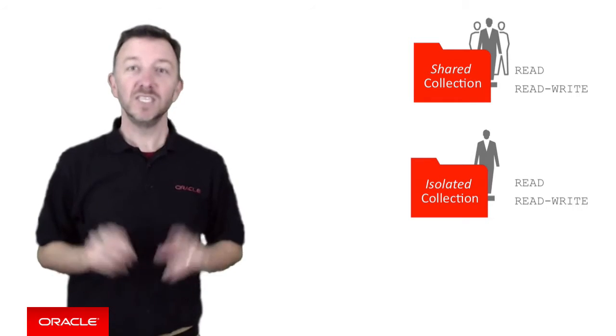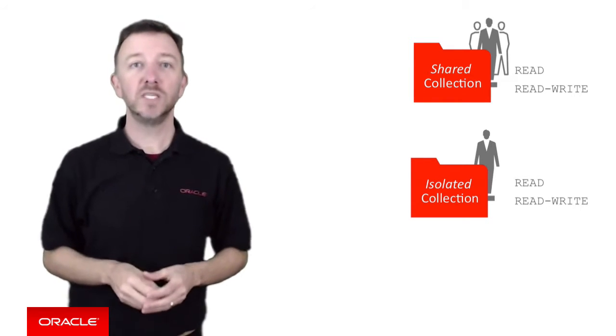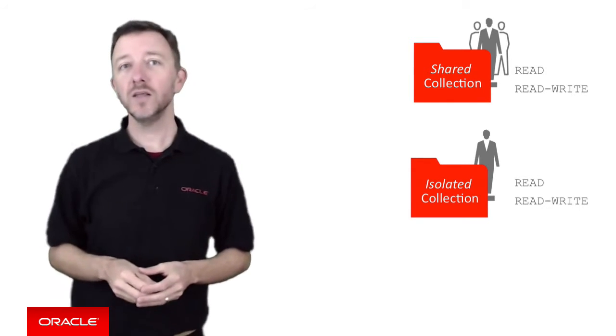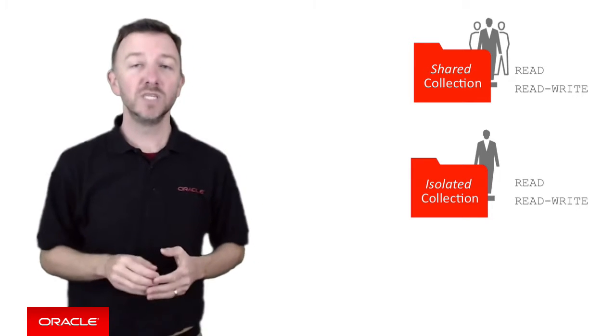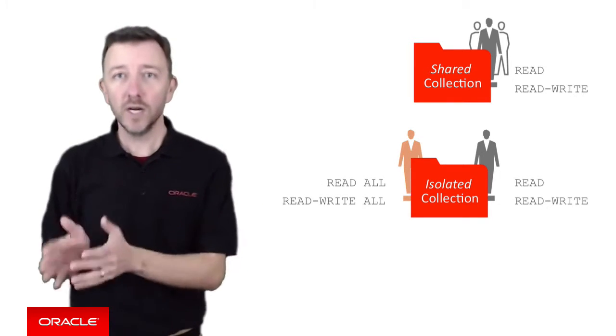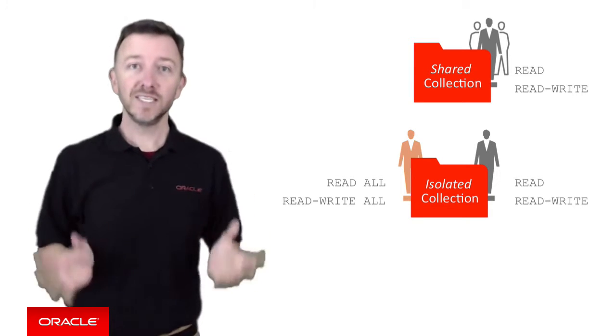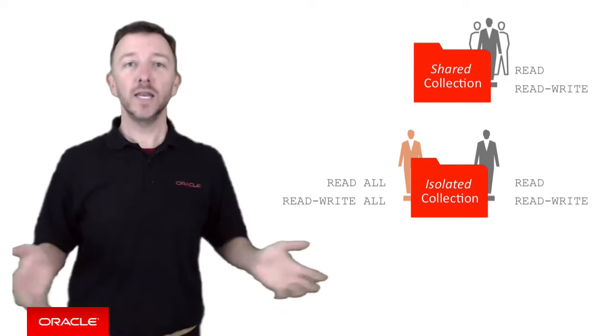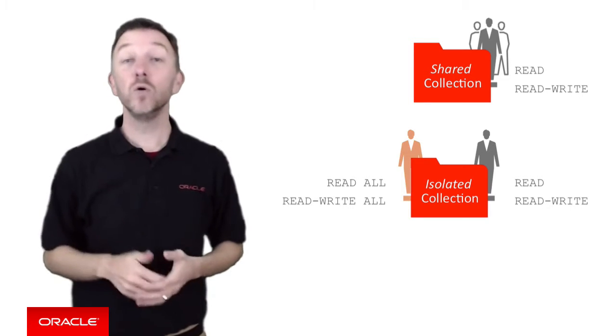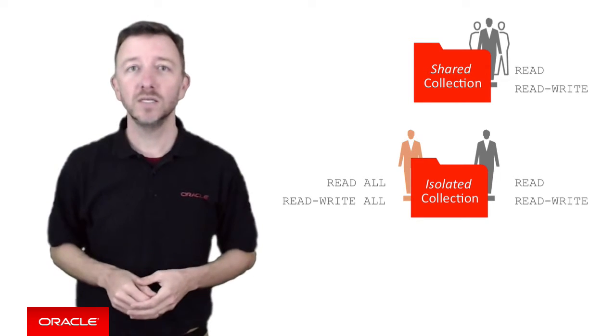Finally, there is a set of special privileges for allowing a specific role to access records in another user's isolated collection, specifically the privileges read-all and read-write-all. Now, this allows a privileged set of users to access all data in an isolated collection, regardless of who owns it, as long as they know the user ID.